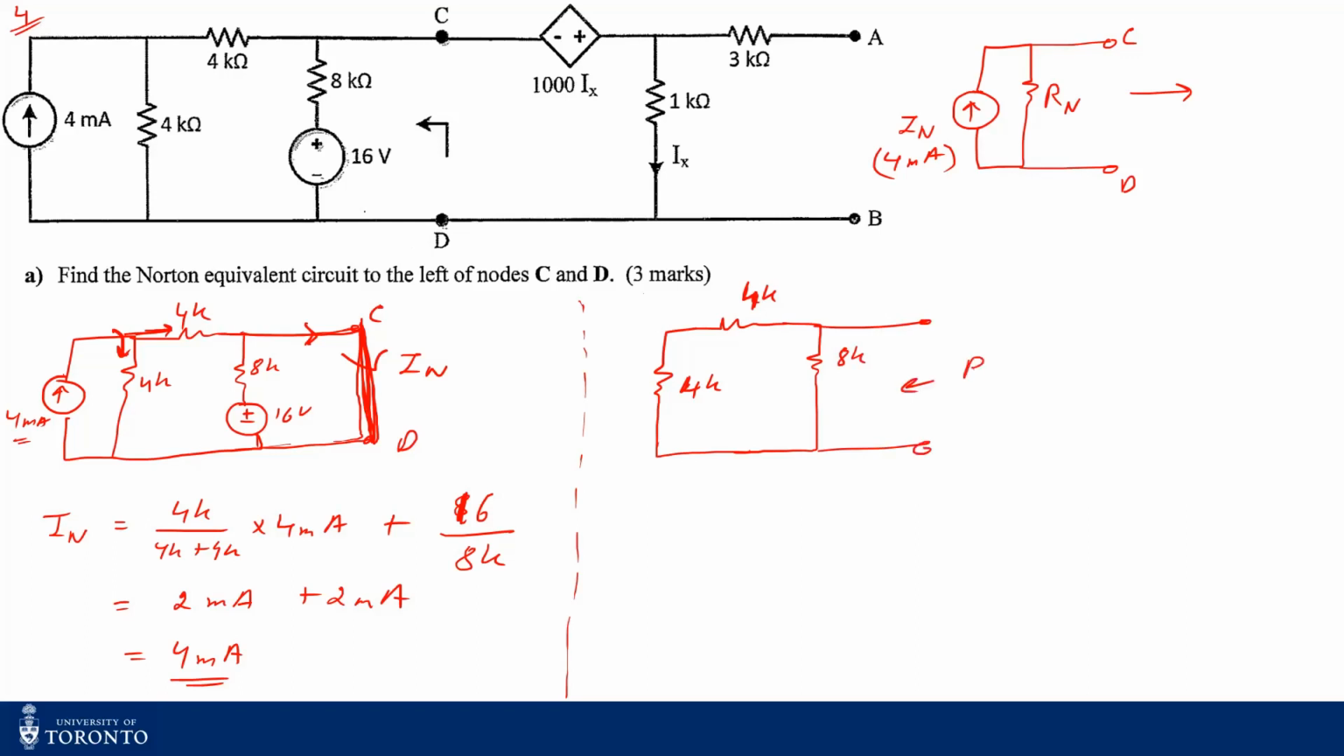So what's my R Norton? You see my R Norton is just 8 kilo ohms parallel with 4 kilo ohms plus 4 kilo ohms, which is also 8 kilo ohms, right? So therefore my R Norton is basically half of that, which is equal to 4 kilo ohms. So my R Norton is also 4 kilo ohms. So this is the Norton equivalent circuit that they have asked us to find.